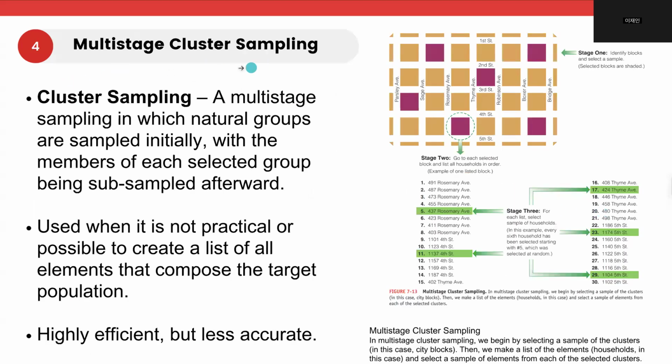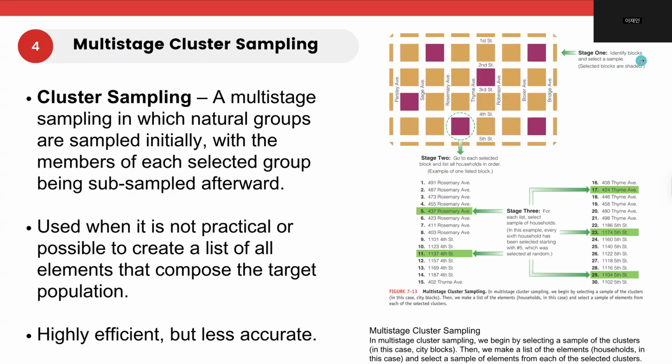So the highest level of the sampling method, the probability sampling method, would be multi-stage cluster sampling. In multi-stage sampling, natural groups are sampled initially, and then the members of each selected group are sampled afterward. So there are more dimensions.